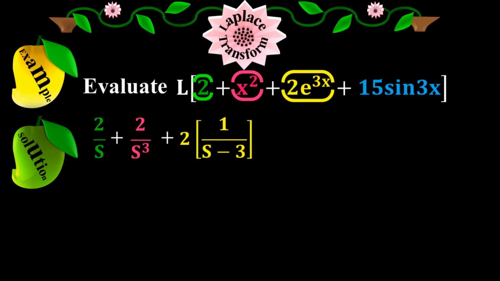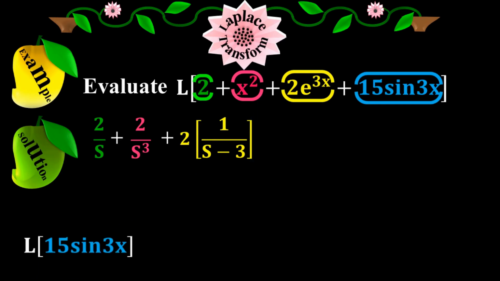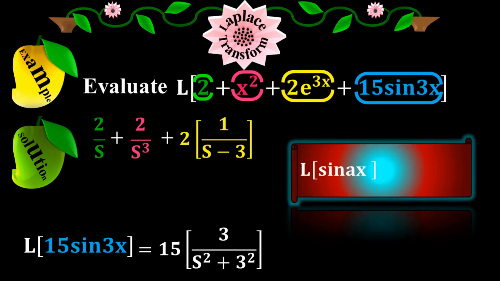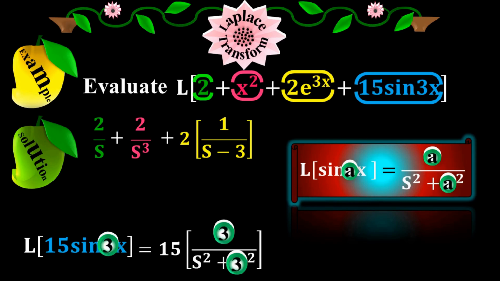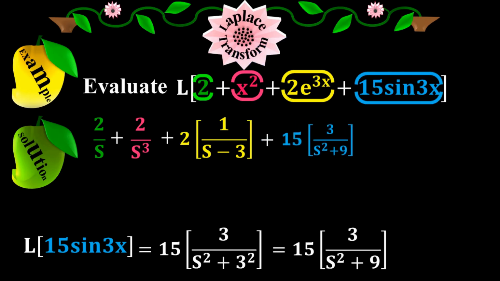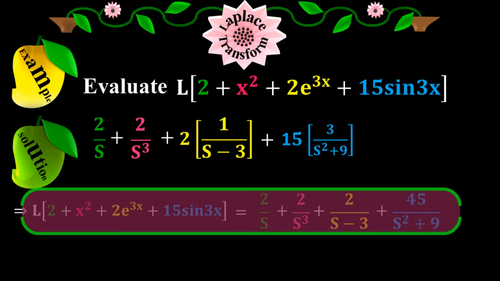Now I'm going to take the trigonometric function, which is 15 times sine 3x. Laplace of 15 times sine 3x equals 15 times 3 over s squared plus 3 squared. I apply the third elementary condition, which is Laplace of sine ax equals a over s squared plus a squared, where my constant a is 3, which equals 15 times 3 over s squared plus 9. Just put this value for 15 times sine 3x here. This is the final expression for the above function.